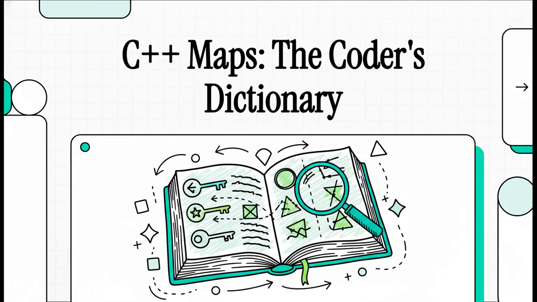All right, let's get right into it. Today we're talking about one of my absolute favorite tools in the C++ toolbox, the std::map. And the best way to think about it? It's like your own personal, super fast dictionary, but built for your code.